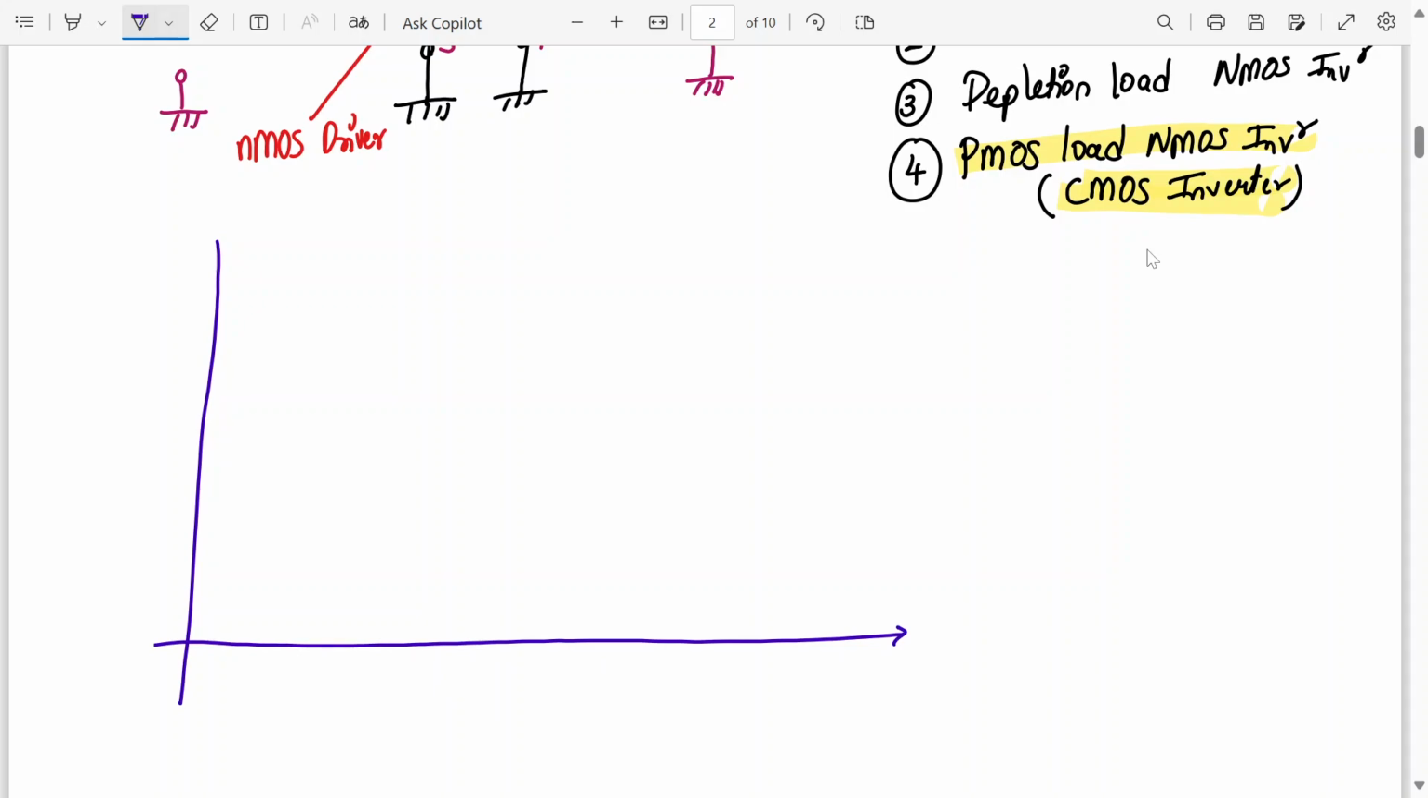How do we draw the ideal VTC curve? This is what we have seen, right? This is VDD, this should be VDD by 2. This is my V out. This is my V in. This is the ideal VTC.